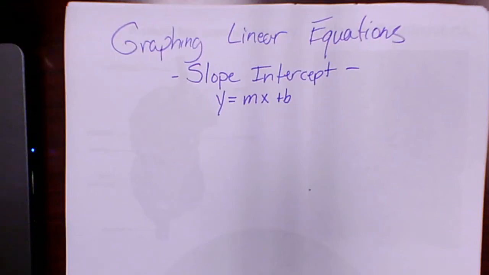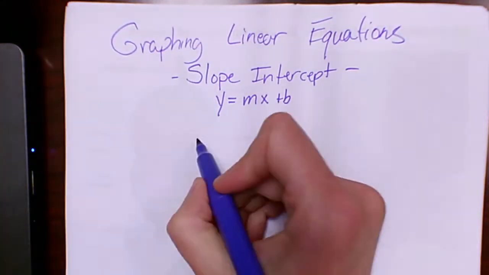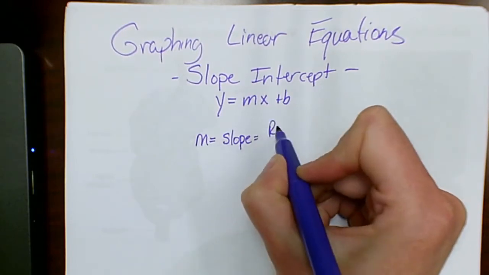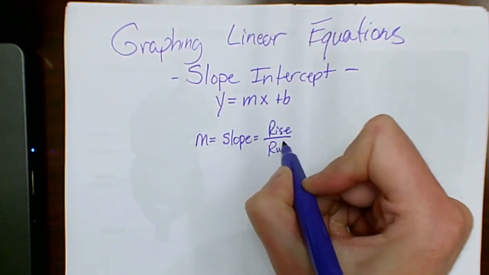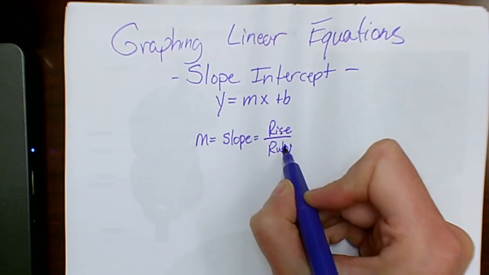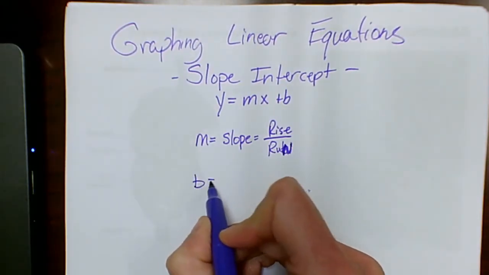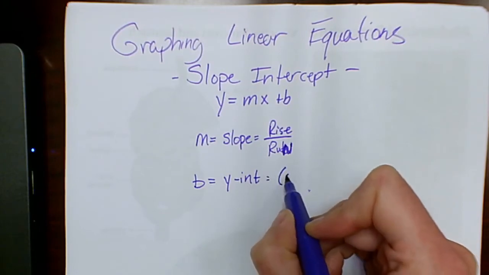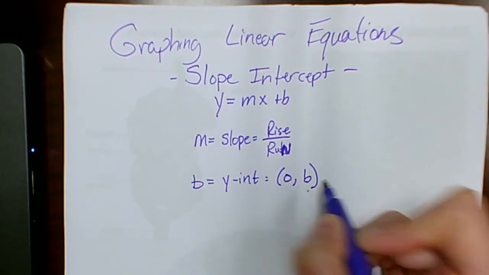We are graphing linear equations, and this one we will use the slope-intercept form. The slope-intercept form is y equals mx plus b. M is your slope, which is your rise over run. Your b is your y-intercept, which is in the form of (0, b).